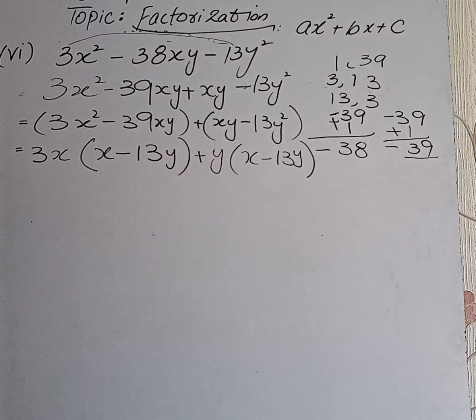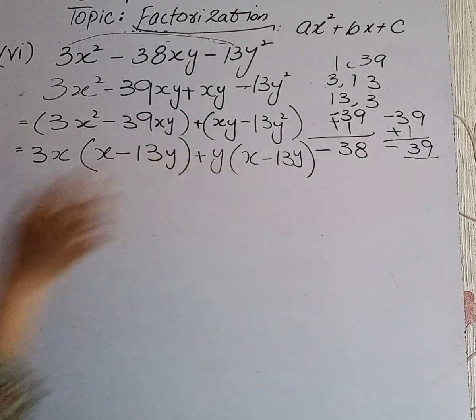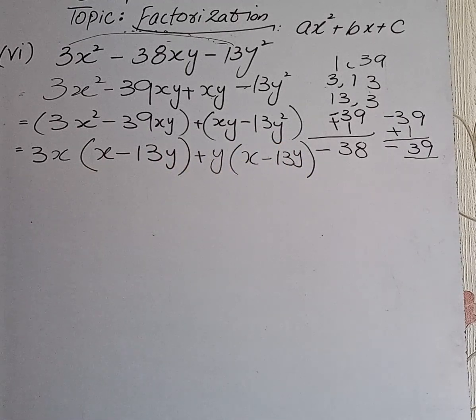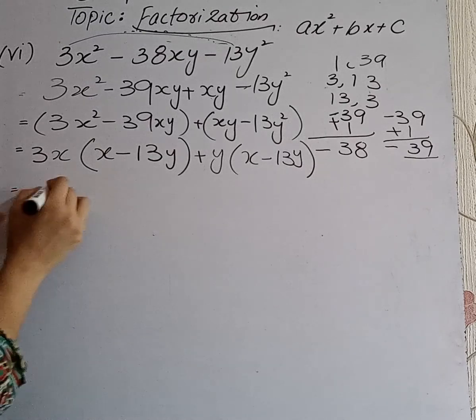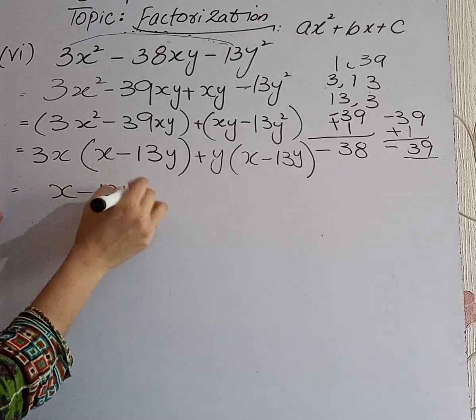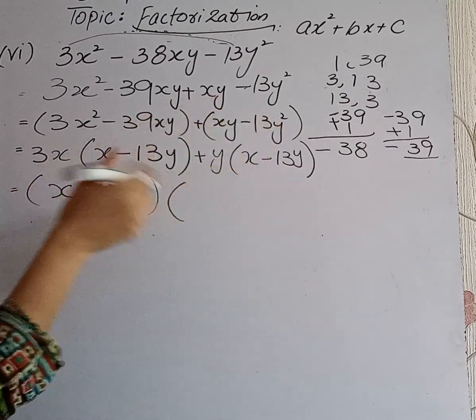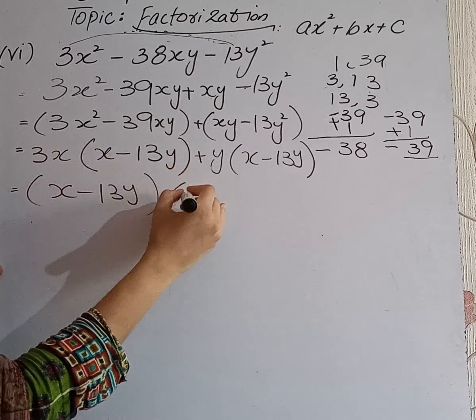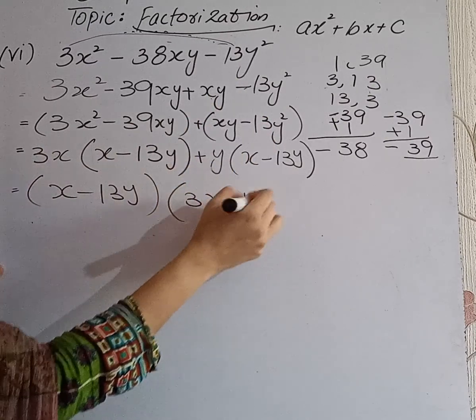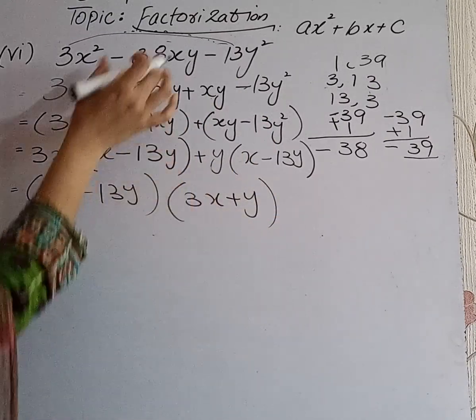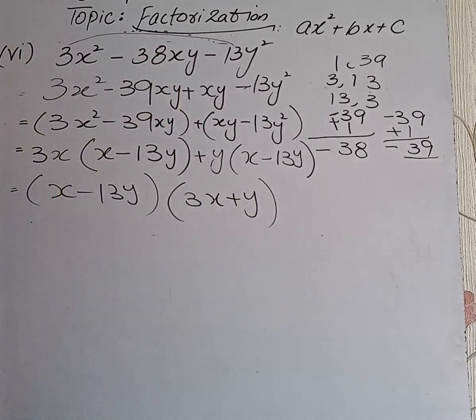Okay guys, you can see from here that x minus 13y, x minus 13y, they both are common. So we'll take this as common, x minus 13y. If we have taken the common, it means they are eliminated. So what is left? 3x plus y outside the bracket. So these two are the factors of this given expression. After this we are going to solve the last part, part number 8, because the rest of all parts are the same. You can try yourself. This is very easy, very simple.